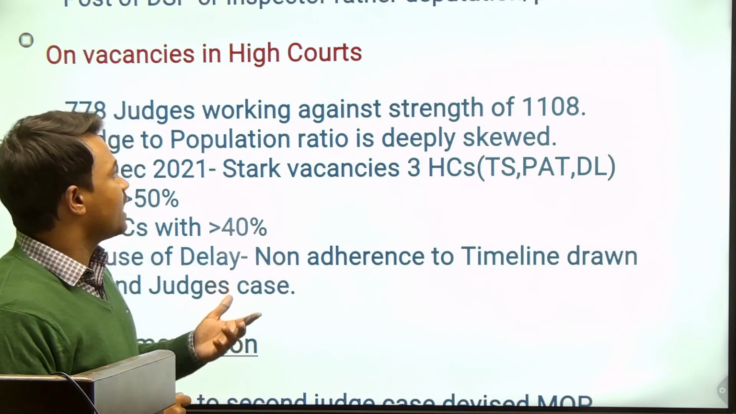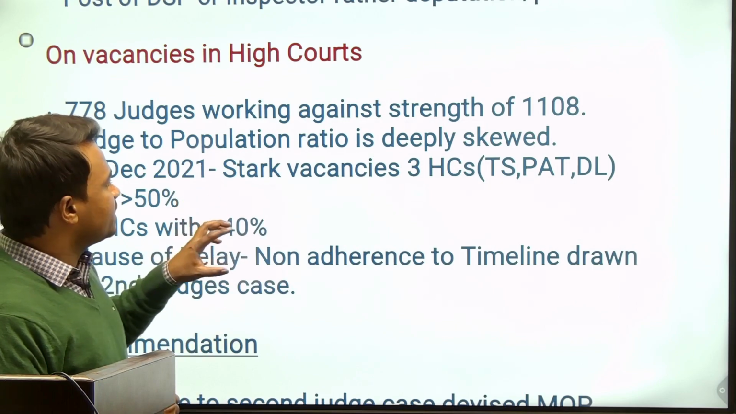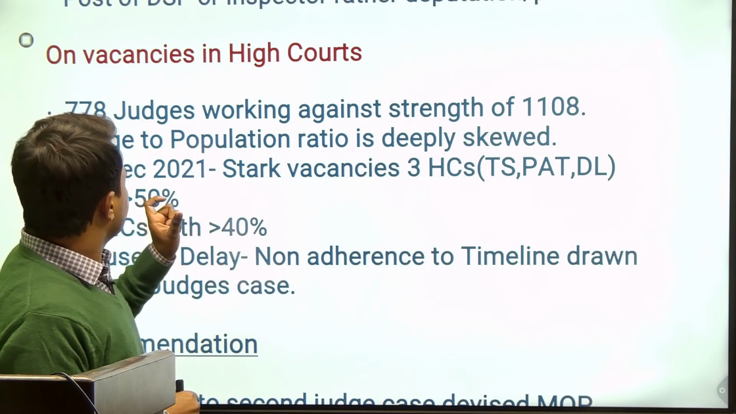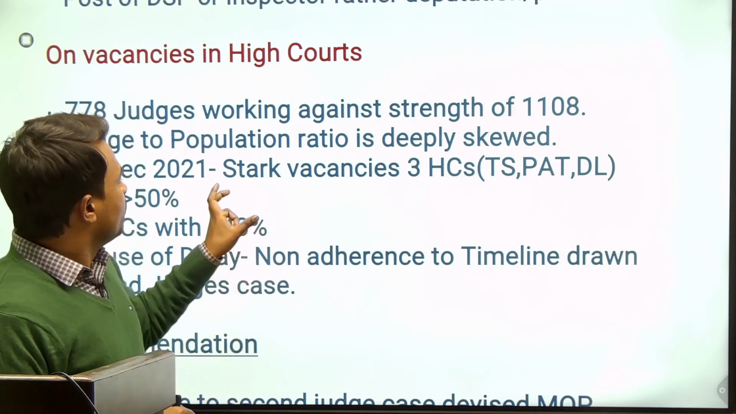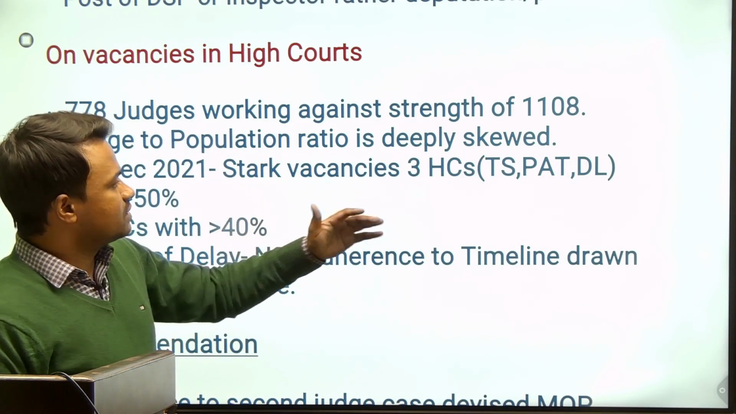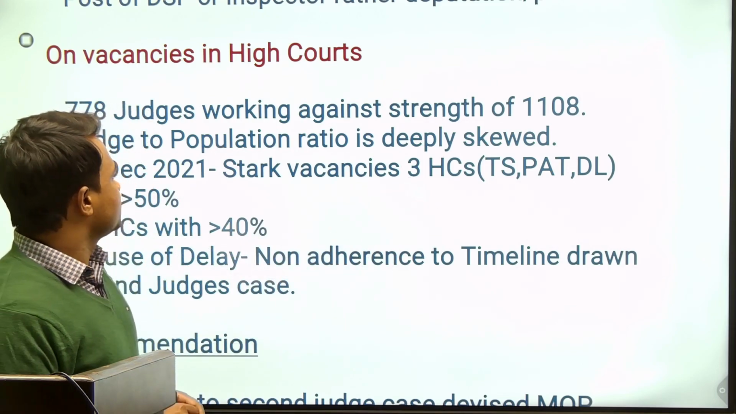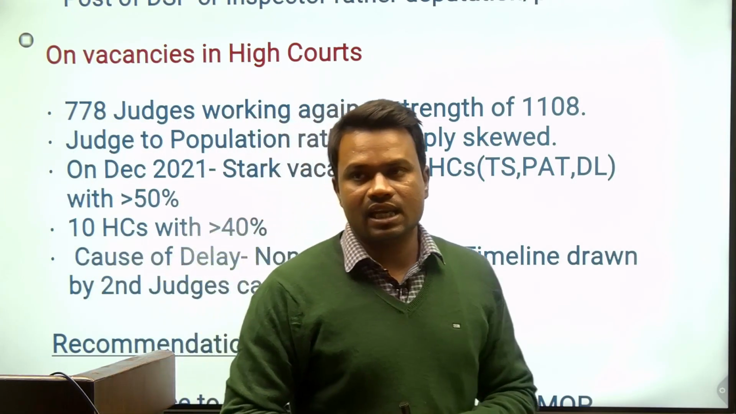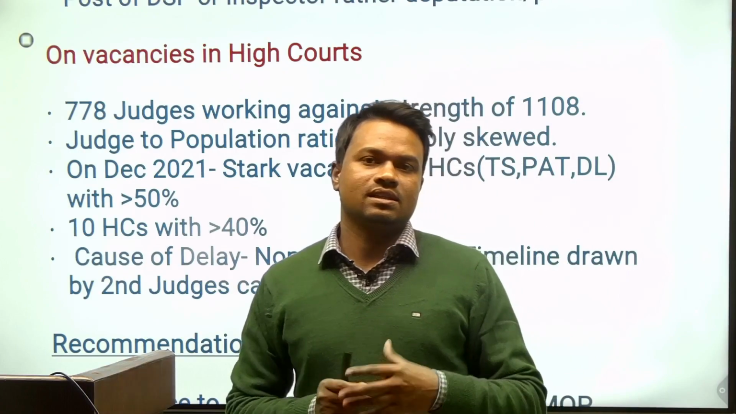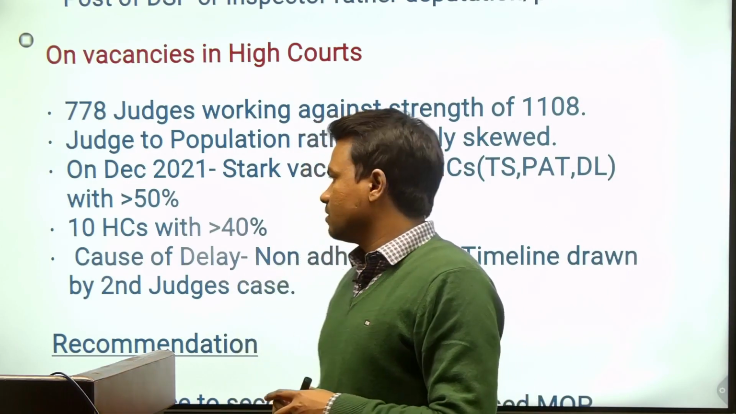That is highlighted by the committee, and to understand it better, they highlighted the report of December 2021. Three High Courts, that is Telangana, Patna High Court in Bihar, and Delhi High Court, showed stark vacancies of judges, more than 50%. Like Delhi, the total strength of judges is 60. So not even 30 judges were there.